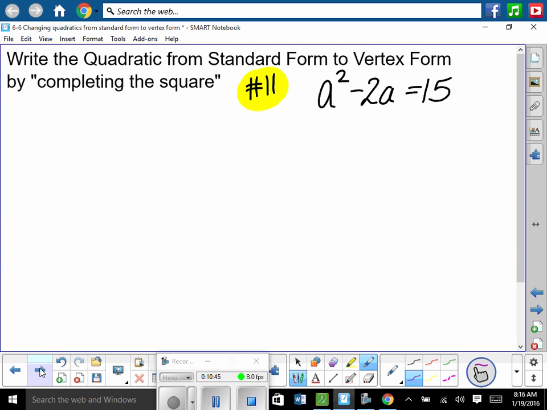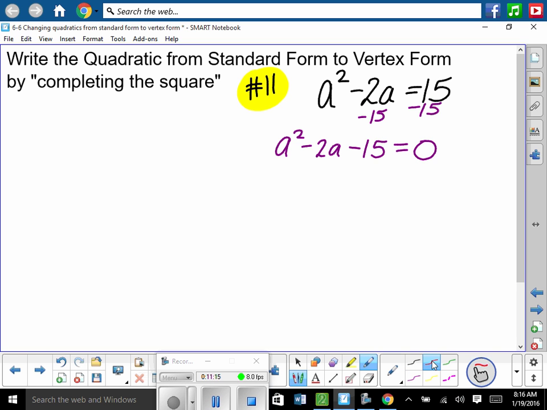We're going to do number 11. You're going to want some room. So just follow your steps. First of all, make sure it's in standard form. ax squared plus bx plus c, it's got to be set equal to 0. Well, it's equal to 15, so let's fix it. So I'm going to subtract 15 from both sides. So I have a squared minus 2a minus 15 is equal to 0. And now I can begin. First check, is my a value 1? It is. Okay. Like I said though, today all of our a values are going to be 1.